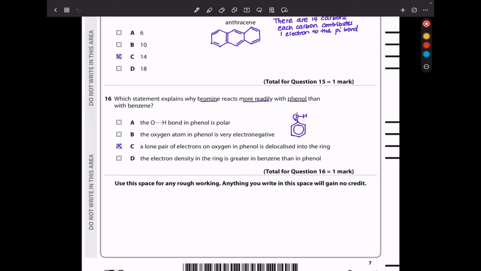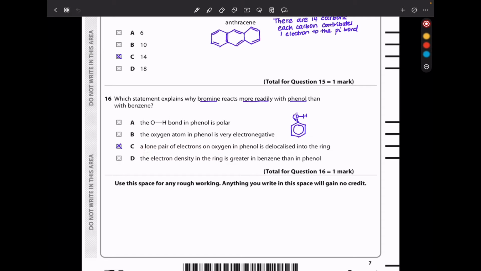If we look at phenol, there is oxygen and hydrogen attached, and the lone pair on oxygen is going to be incorporated into the ring. This makes the ring more susceptible to attacks by electrophiles. Even weaker electrophiles can attack it, like bromine. But with benzene, we will need a halogen carrier in order to create a strong electrophile for the reaction to occur. So the answer is C.